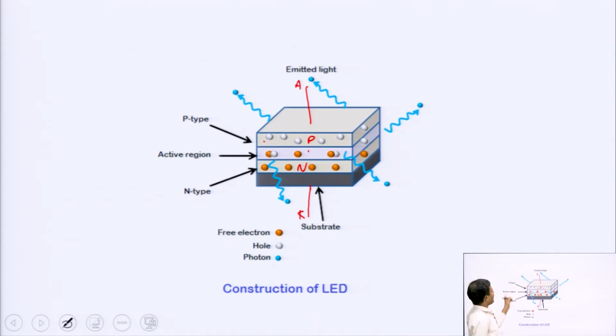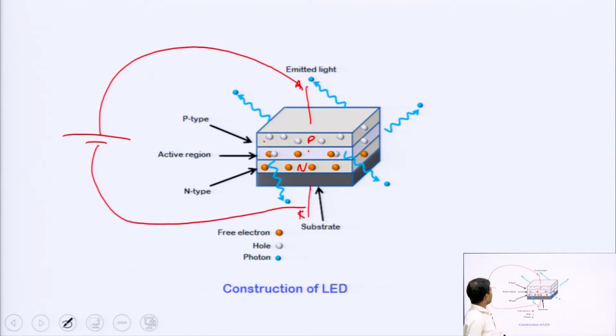When we apply the voltage, plus voltage and minus voltage, then what will happen? The recombination of electrons and holes will occur, and the energy will be emitted through the active region only.